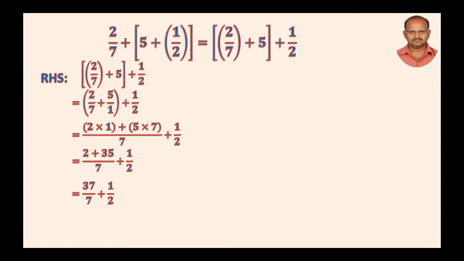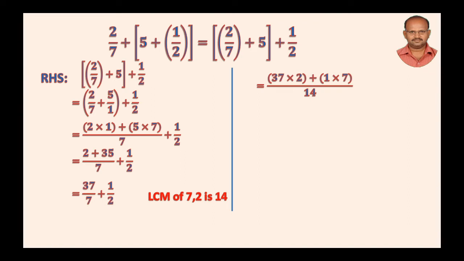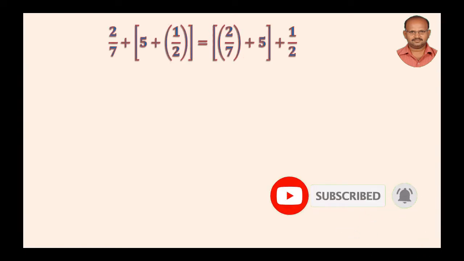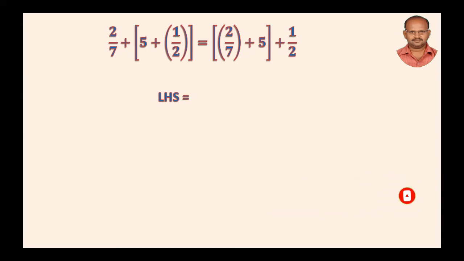then that is equal to, here LCM of 7 comma 2 is 14, then that is equal to 37 into 2 plus 1 by 7 upon 14, then that is equal to 74 plus 7 by 14, then final answer is 81 by 14. Here LHS is equal to RHS, that is 81 by 14.